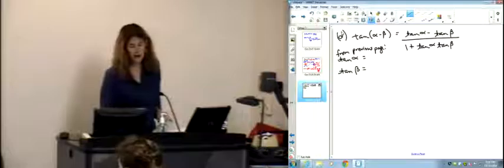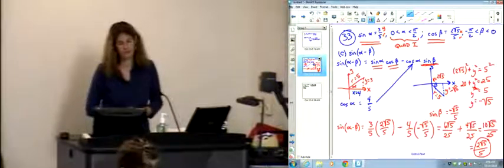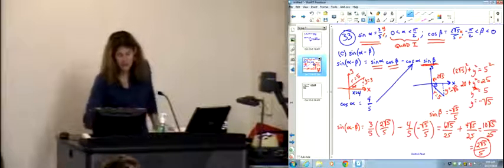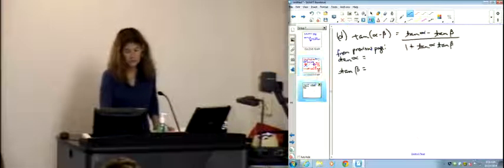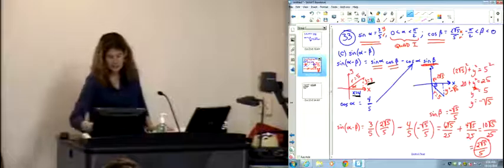So look back at our graph here. What's the tangent of alpha going to be? It's 3/4, right? So I'm looking at the alpha part. I've got y over x, so it's going to be 3/4. So the tangent of alpha is 3/4. What about the tangent of beta?